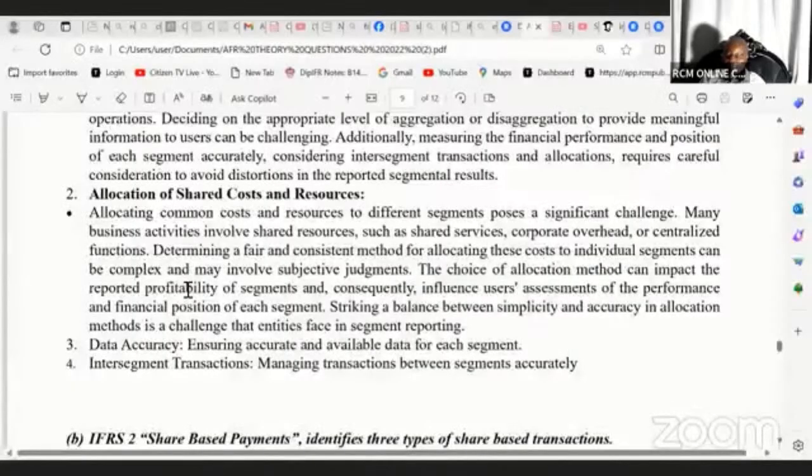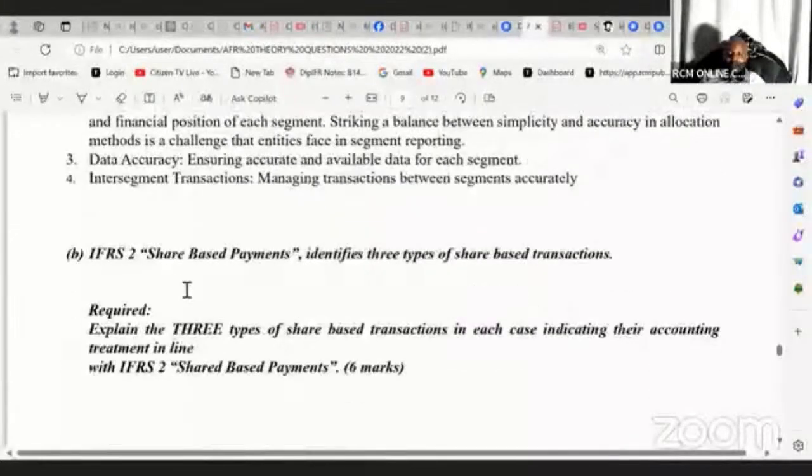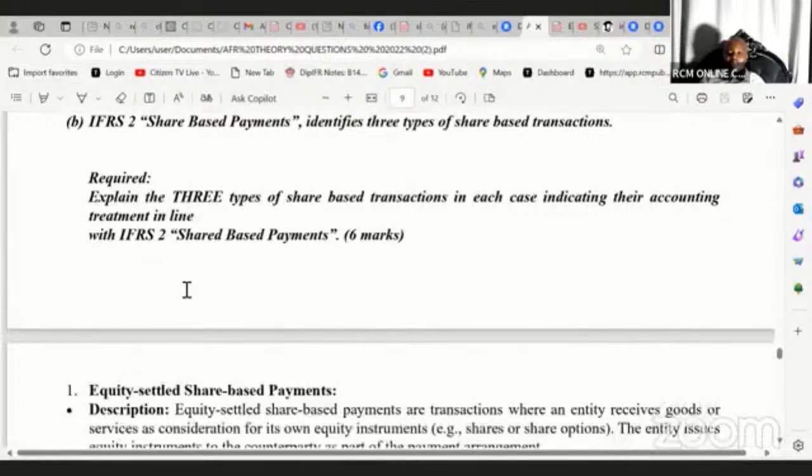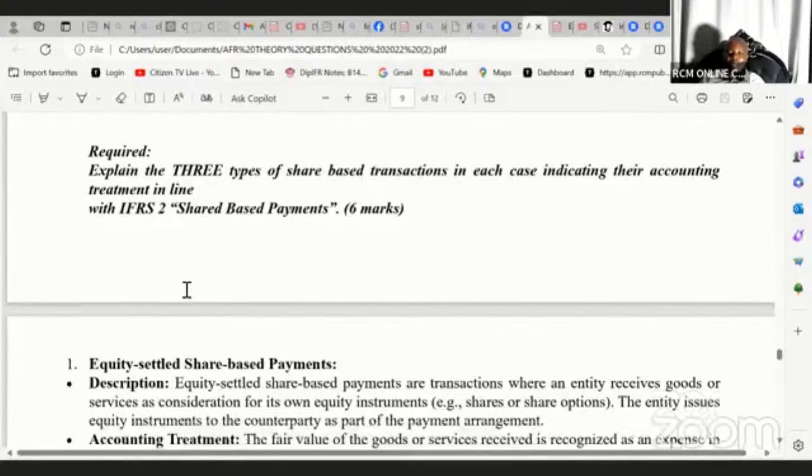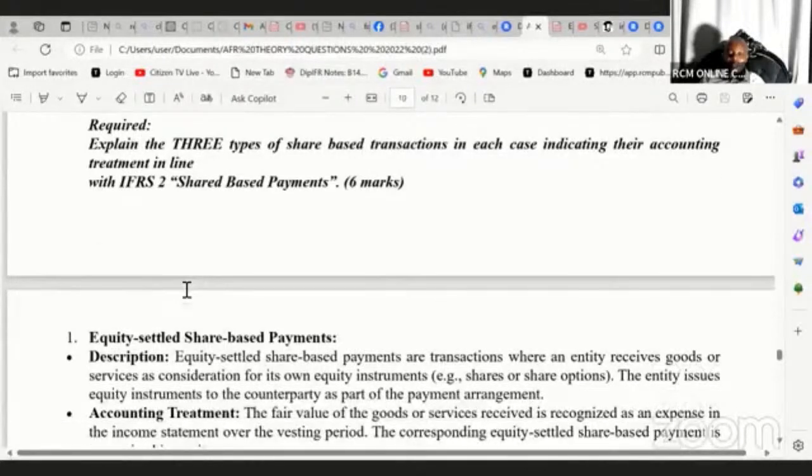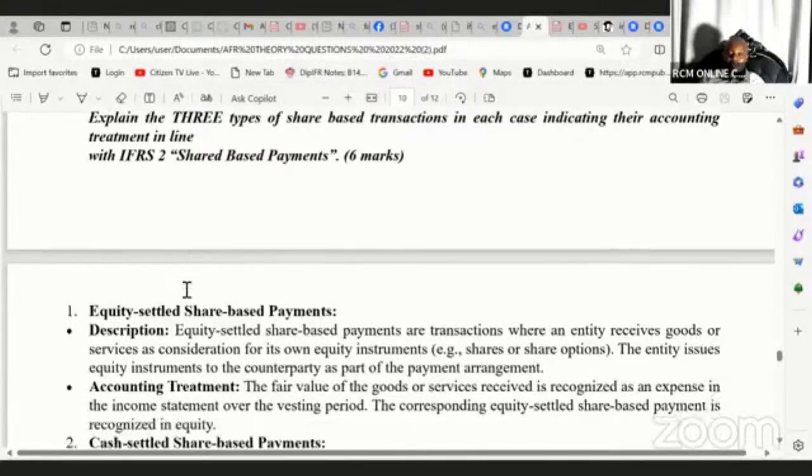Ladies and gentlemen, we go from there to IFRS 2, share-based payments. Identify three types of share-based transaction. IFRS 2 share-based payments identifies three types of share-based transactions. Required: explain the three types of share-based transactions, in each case indicating their accounting treatment in line with IFRS 2.